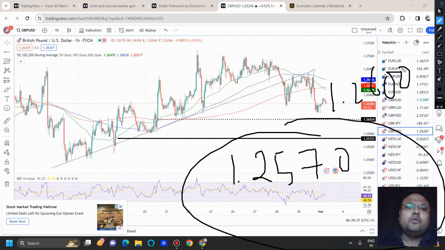Try to avoid overnight positions on GBP USD because things are not very clear right now. Overall trend is something else. Internally, we can see something else is going on. So things are messed up technically. And if you do not agree with me, obviously you may have a different opinion.